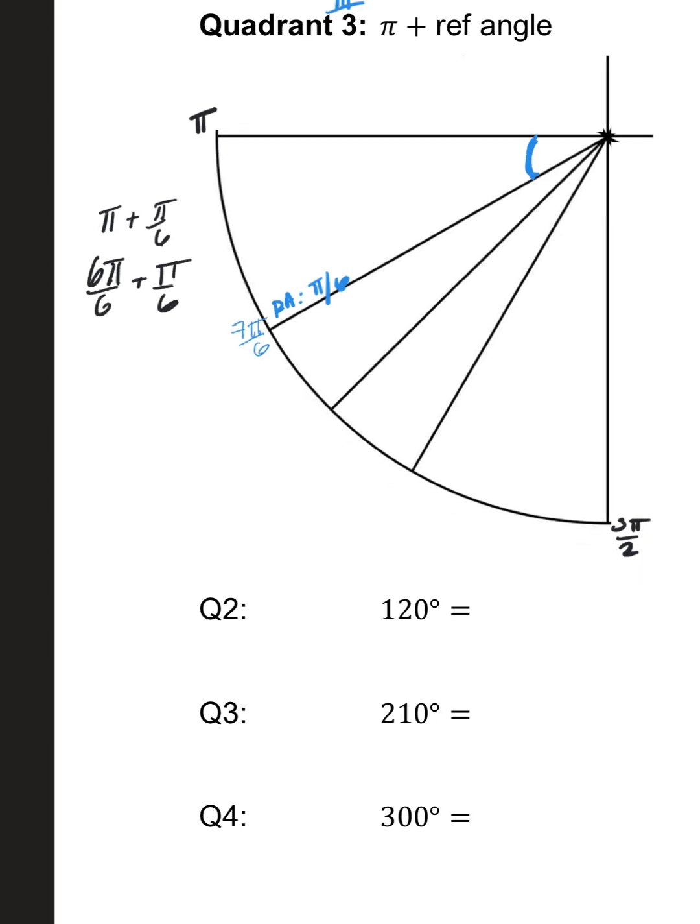Okay, my next angle is going to be from here to here. That is the reference angle of pi over 4. Again, same thing I have over there. I can say I have 4 pi over 4 plus pi over 4, and so that is going to give me 5 pi over 4. Next one, then here.